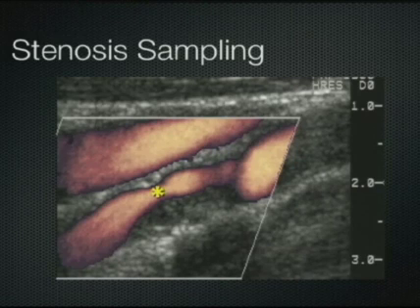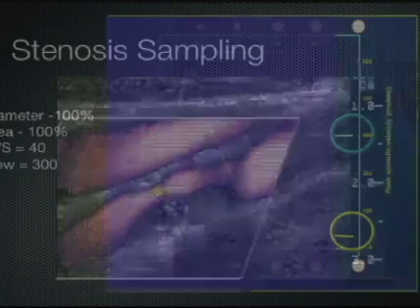The sampling of velocity for this assessment is generally made at the point of greatest narrowing within the vessel. Sometimes when calcified plaque obscures the lumen of the vessel at the point of suspected greatest narrowing, the measurement is taken immediately before or immediately distal to the shadowing produced by the plaque.